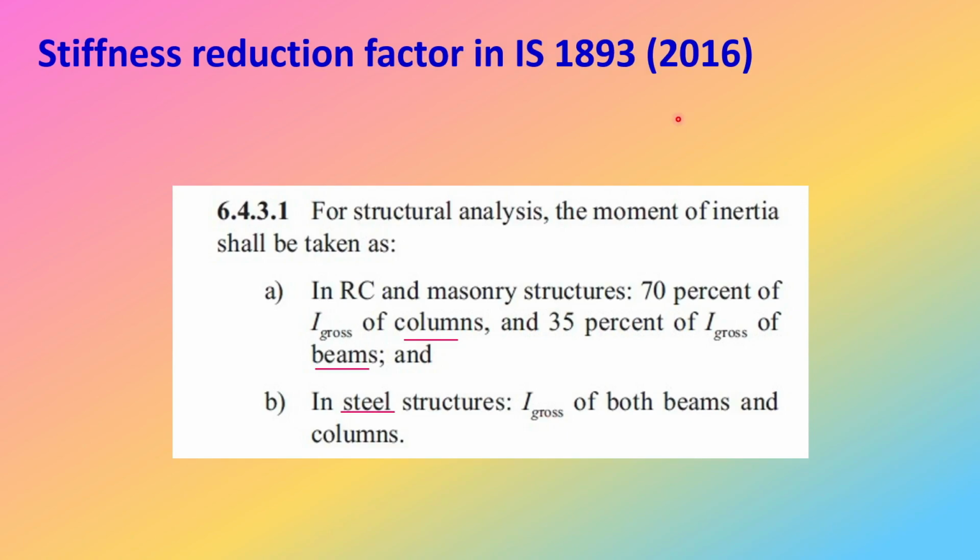Now let us see what our IS 1893-2016 is telling regarding this. For RC masonry structures, 70% of the I gross of the columns and 35% of the I gross of beams. So the stiffness reduction factor for columns is 0.7, and that for beams is 0.35 in the IS code. For steel structures, I gross of both beams and columns are used. So here steel can take stress in both sides, that is, in compression as well as in tension. So there will be no reduction due to the presence of tension, and so we are using the full gross moment of inertia in calculating the rigidity term, or in other words, the stiffness reduction factor is 1.0.